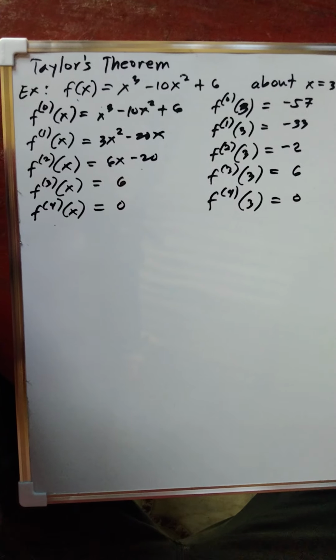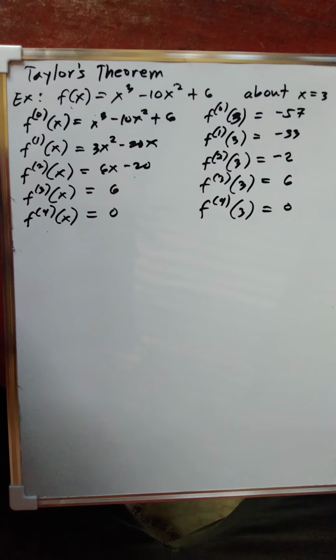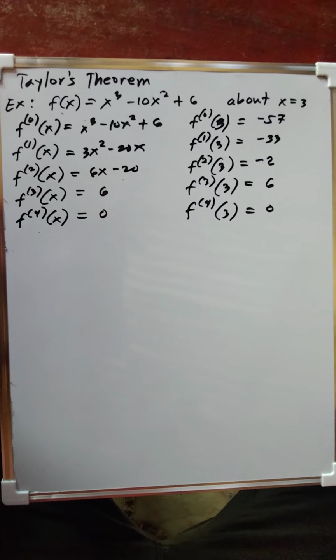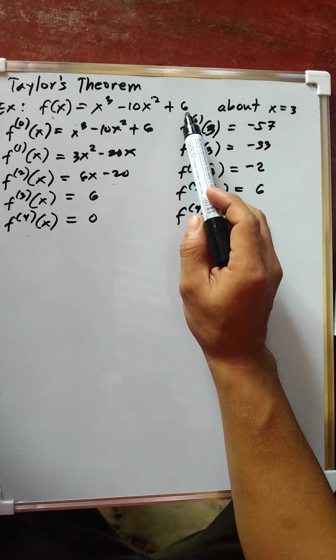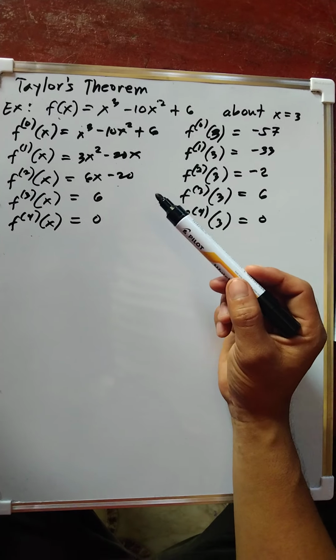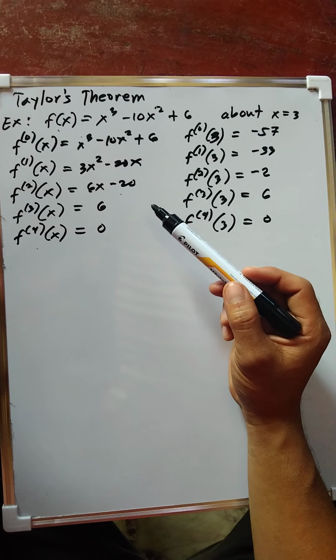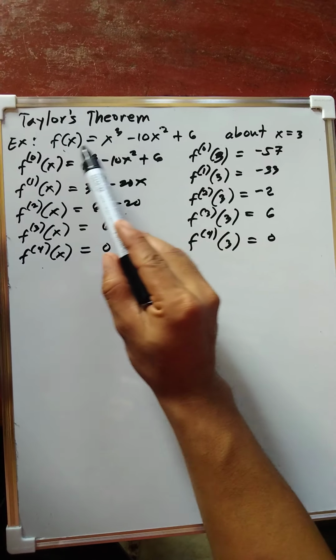Now to the application of Taylor's theorem. For example, find the Taylor series for the function f of x equal to x cubed minus 10x squared plus 6 about x equal to 3. So for the solution, we begin by finding the derivatives of the given function.